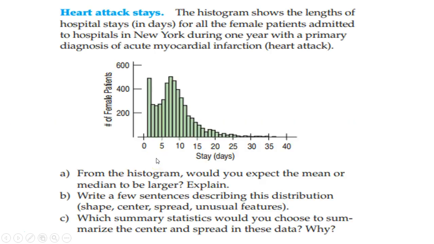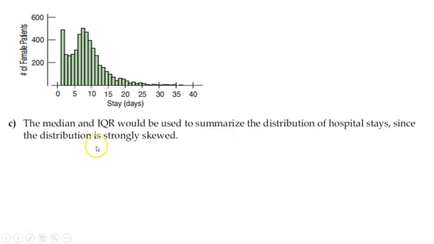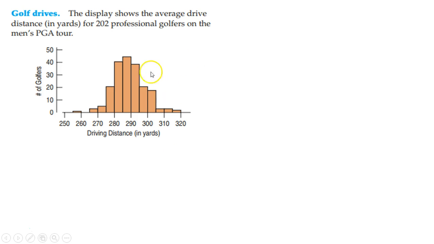Taking a look at part C, it says, which summary statistics would you choose to summarize the spread of the data? So they're asking your opinion. The median, because the mean is getting pulled down by an outlier, so I would do that one, and the interquartile range would be used to summarize this, since the distribution is strongly skewed. So we want to cut out those outliers and mainly look at the interquartile range of those.